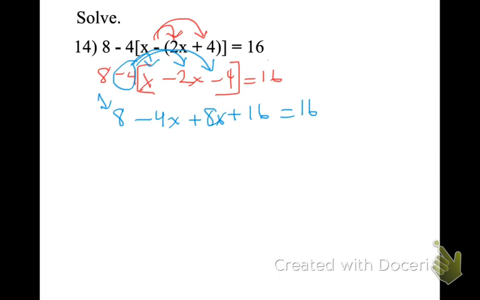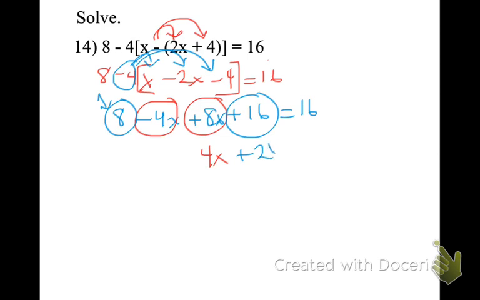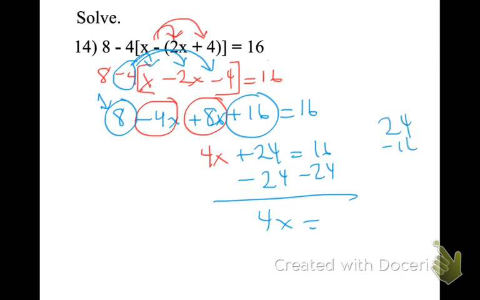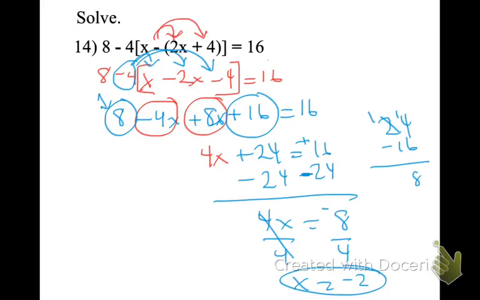Okay, we're going to combine our x terms. That makes 4x, positive 4x. And then I'm going to combine my numerical terms. That makes plus 24 equals 16. I'm subtracting 24. I get 4x equals, now be careful here, 24 minus 16. Don't try and go upside down. That's going to become a 1. That's an 8. At some point this turned off.